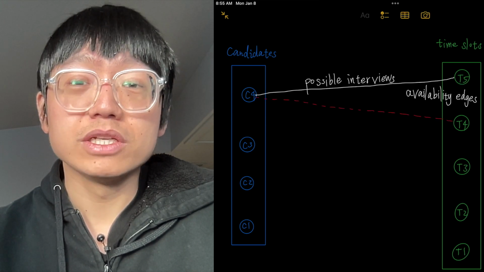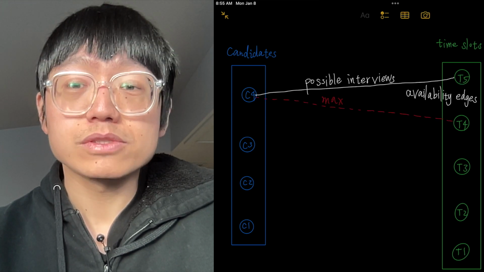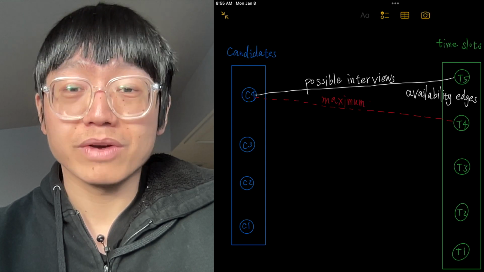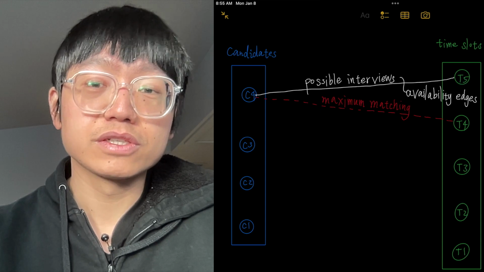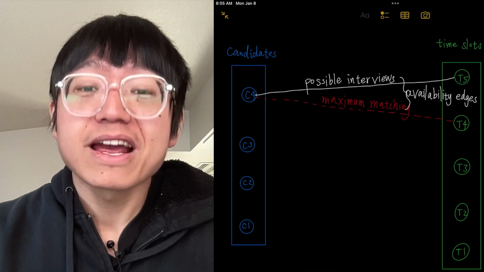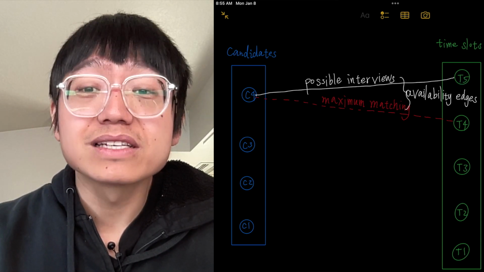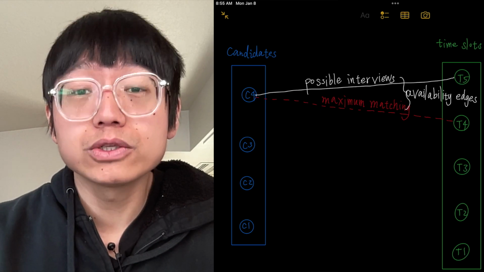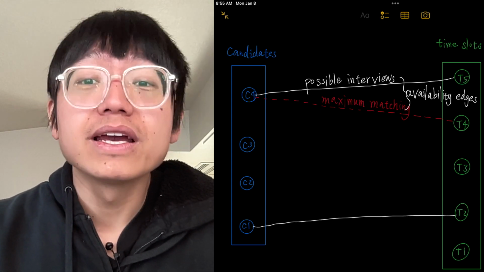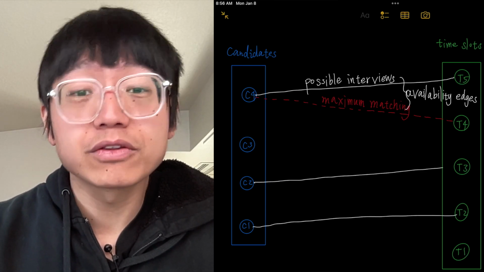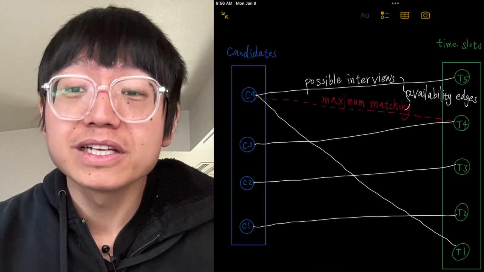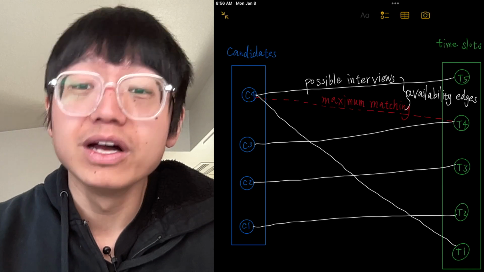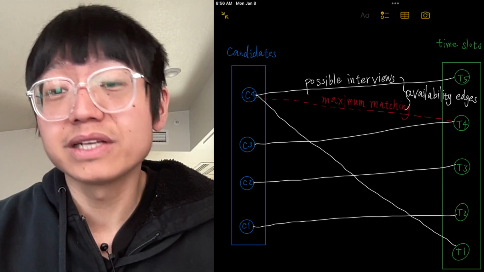way to schedule interviews so that each time slot is used at most once and the maximum number of candidates are interviewed. According to this maximum matching, candidate C1 is scheduled for time slot T2, candidate C2 is scheduled for time slot T3, candidate C3 is scheduled for time slot T4, and candidate C4 is scheduled for time slot T1.